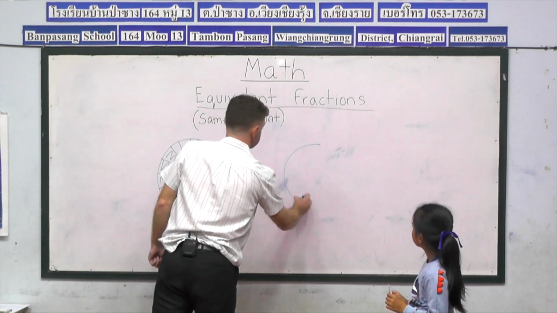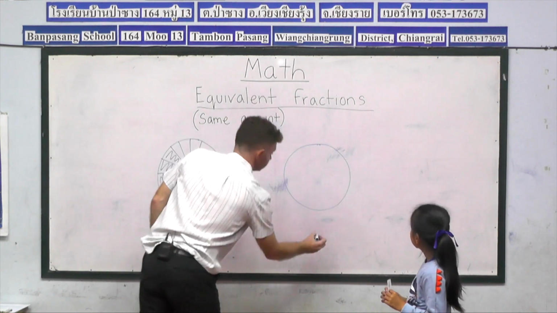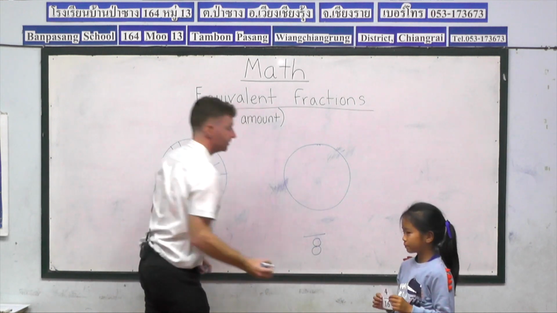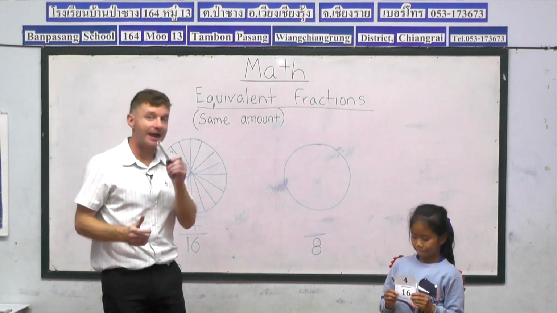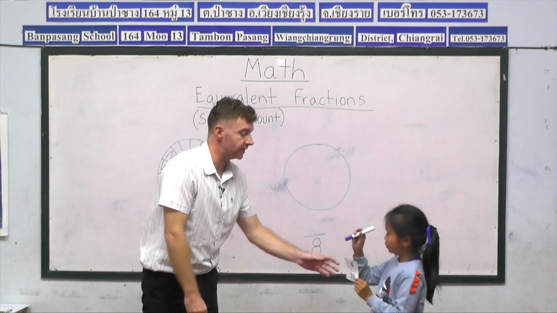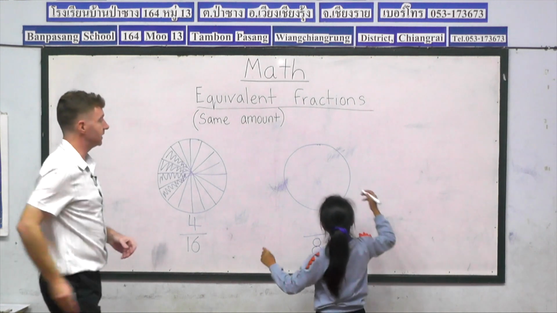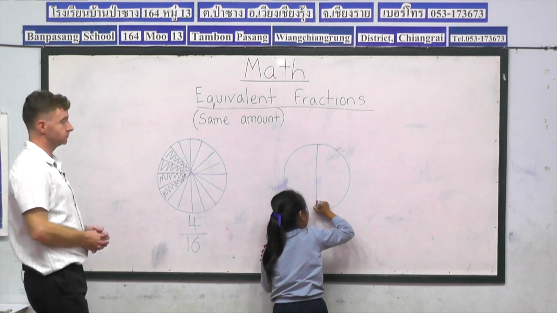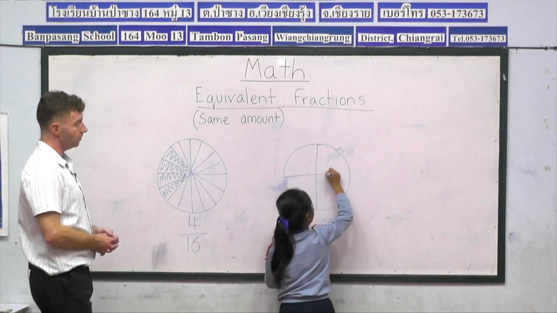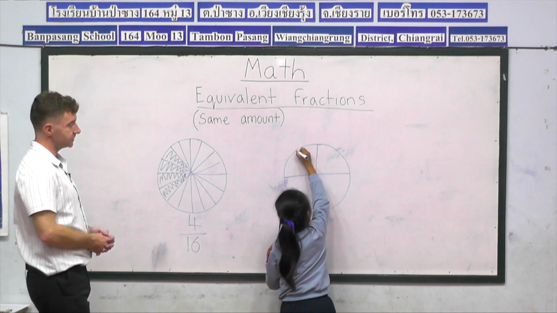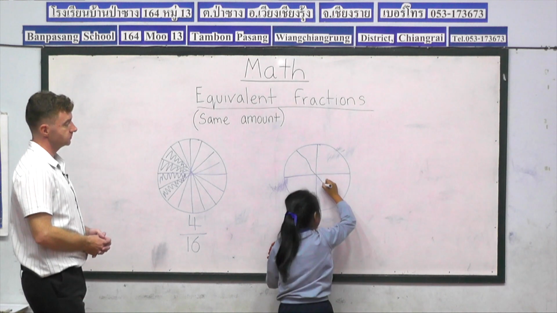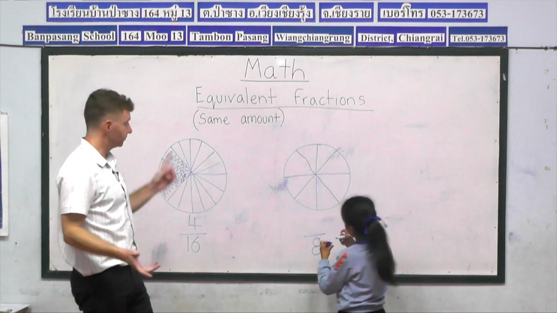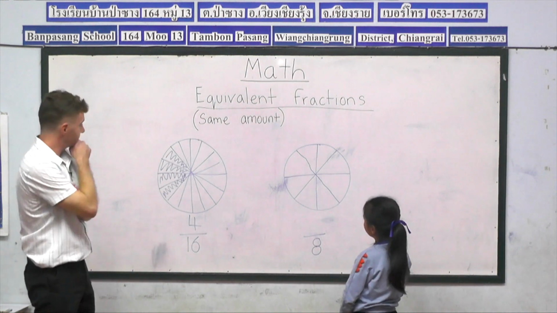So how about if we have, this time our fraction has 8 parts. So Prel, take it away. So now we need to do 8 parts to our fraction. 2, 4, 6, 8. Perfect. So now let's have a look at this fraction.